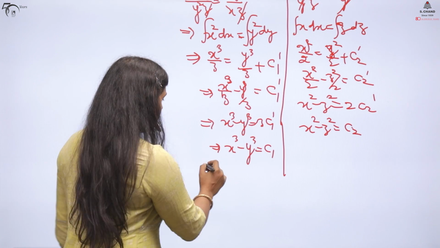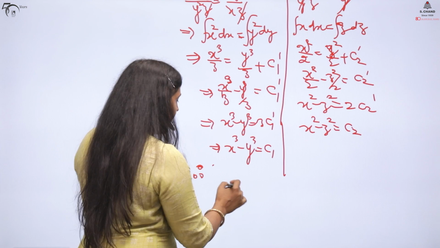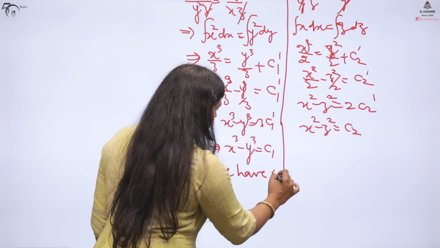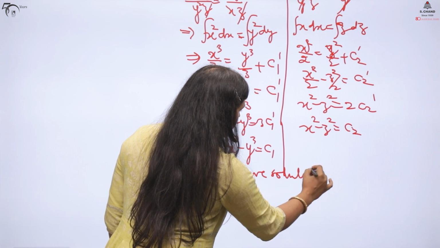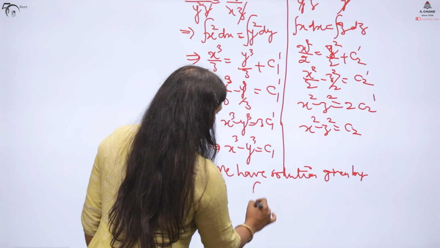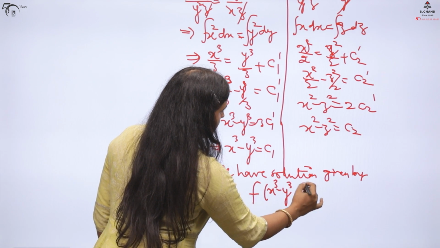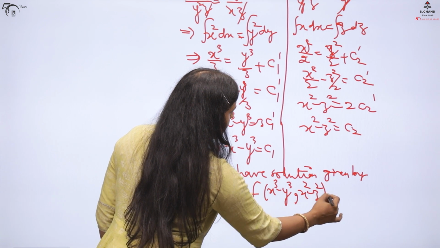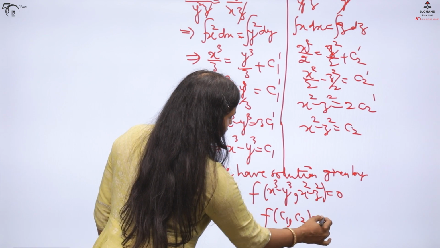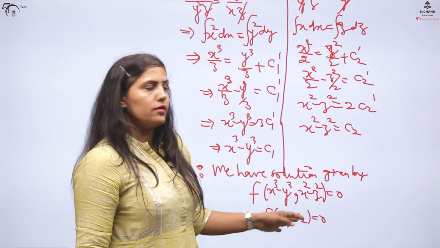Therefore, how do we write the solution in this situation in Lagrange method? We have the solution given by f of c1 comma c2 equal to 0. This is c1 value, this is c2 value. So this is the solution in this case.